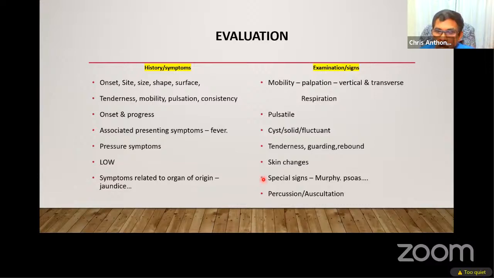Then the special signs will be Murphy's sign and the psoas test for appendicitis, and so on. These are the two common tests that we do: Murphy's sign in patients with cholecystitis and psoas sign for appendicitis. Then percussion and auscultation are also equally important. Look for dullness, hyporesonance, or whether there's a bruit or systolic bruit. It suggests there's a vascular occlusion or vascular obstruction. So these are the things that you go about to evaluate or assess the patient who presents with a mass in the abdomen.